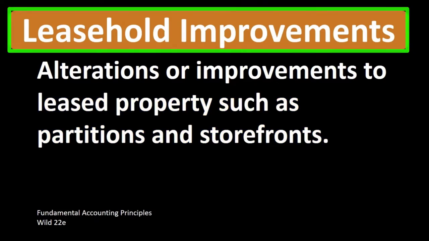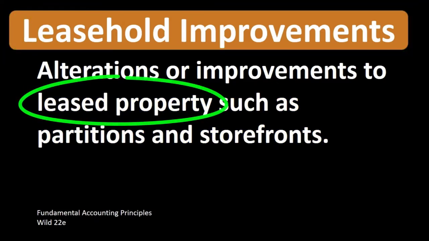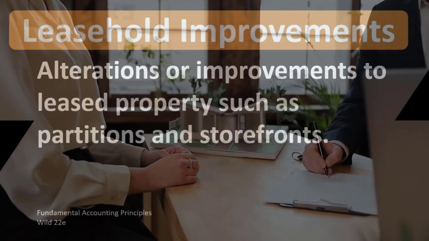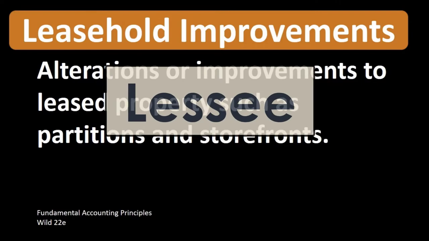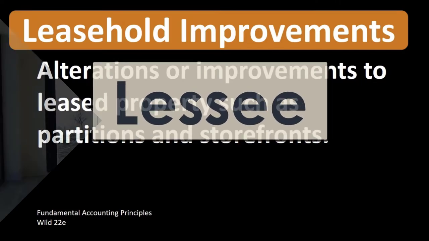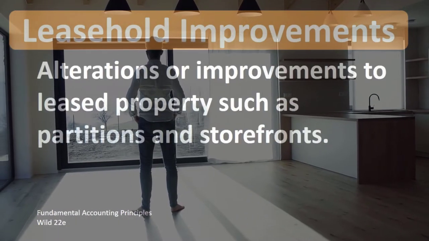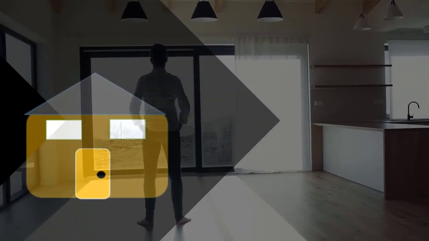So when we're thinking about leasehold improvements, we're thinking about the leased property, meaning we have two parties involved here: the lessor, the person owning the property, and the lessee, the person who is leasing the property, meaning the person who is having use of the property, although not ultimate ownership of the property.